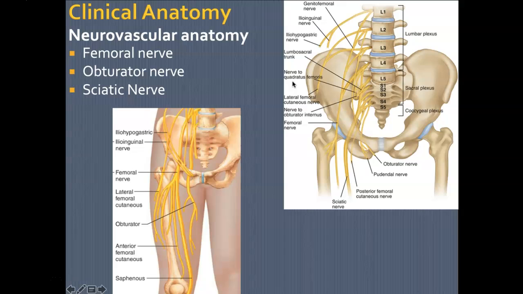In terms of neurovascular anatomy, the first neurovascular structure that we really need to know and own is the femoral nerve.